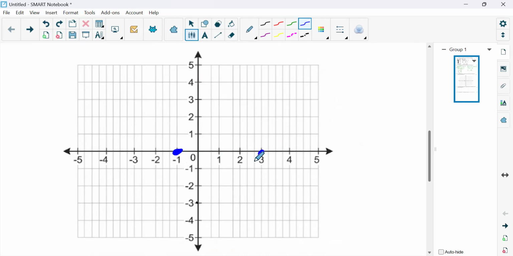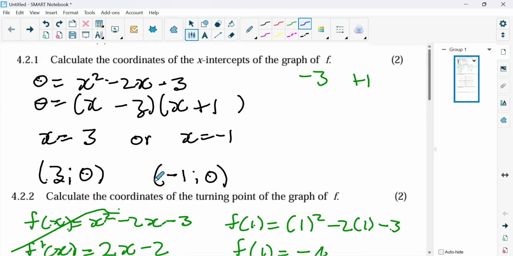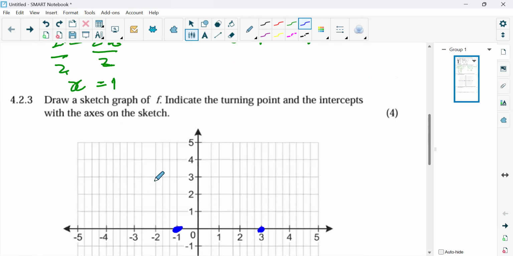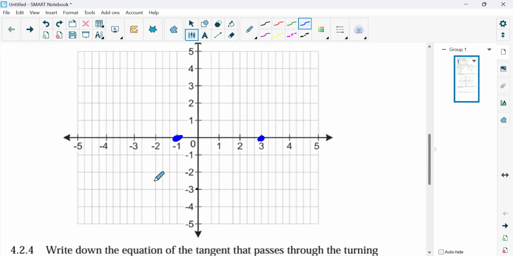And then the other one that we didn't calculate is the y-intercept. But the y-intercept is whatever the value of c is. So what is our value of c in this case? Let's check. Our value of c is -3. So I'm going to say when x is equal to 0, y is equal to -3. So we go down here on the y-axis, and we say this is the gate for the y-axis. This is where the graph is supposed to pass.